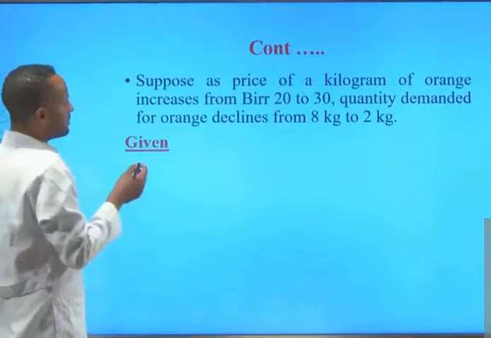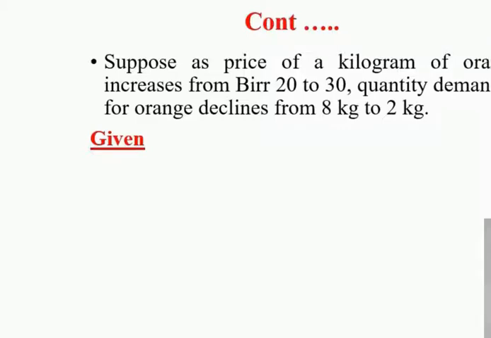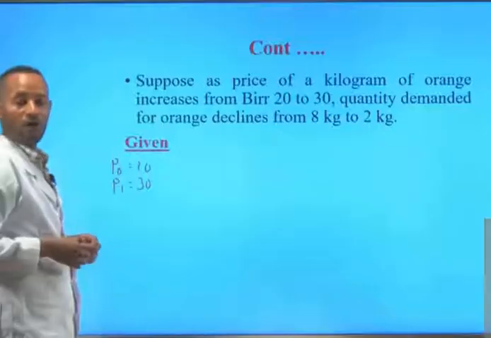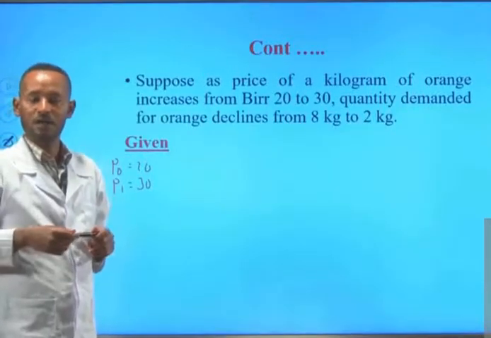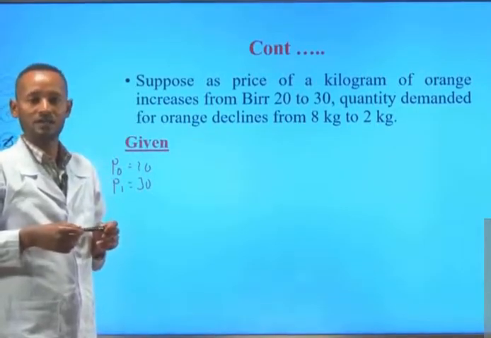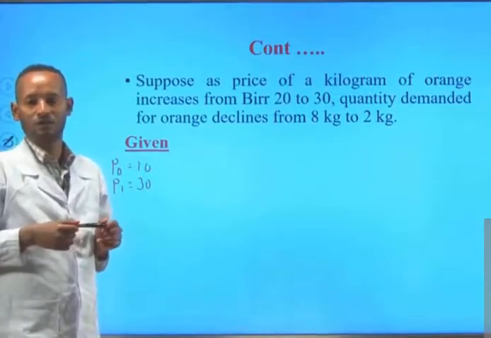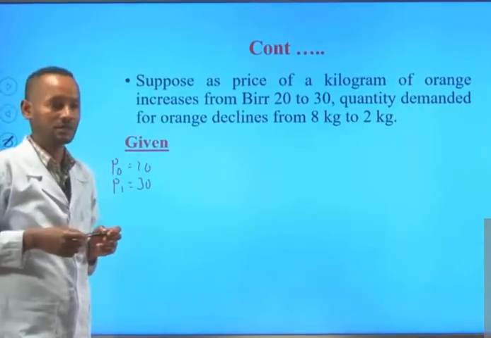So from this information, suppose the price of a kilogram of orange increases from 20 to 30. That means the initial price is given, which is 20, and the final price is 30. Remember here, when we say initial price, we are not referring to the lowest price, rather the price which comes first is considered as initial. And again, when we say the final value, we are not referring to the largest value, rather the value which comes last is considered as final.